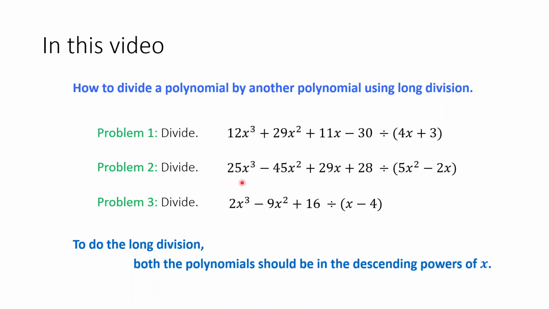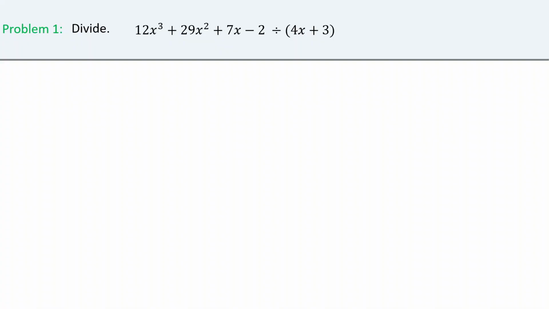For example, in this polynomial, if you look at the power of x, you have 3, 2, 1 and the constant. So this polynomial is in the descending powers of x. In this polynomial, you have 2, 1. So this is also in the descending order. If your polynomial is not in the descending order, you need to rewrite in that order before doing the long division. We need to divide this polynomial by this polynomial.